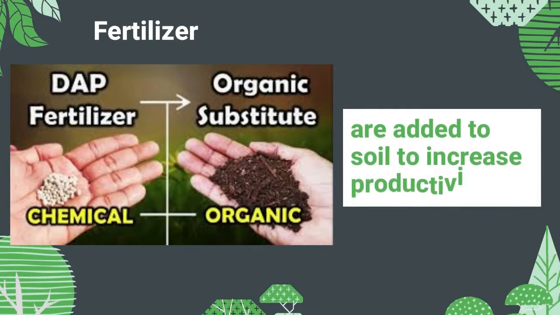So the fertilizers are the substances that are added to soil to increase productivity. The best type of soil, so this is a trivia, additional information. The best type of soil for trees and fruit trees is dry, warm, porous, and loamy.